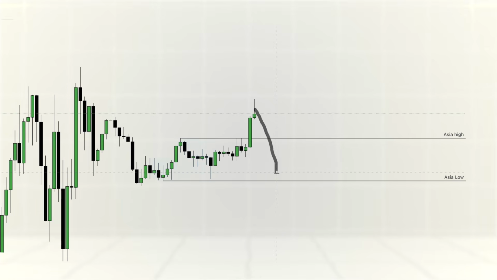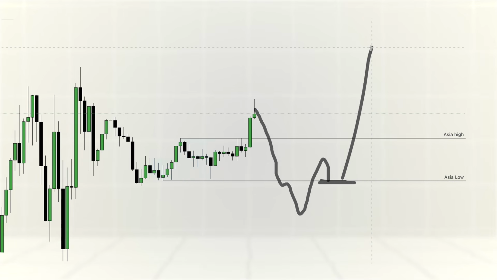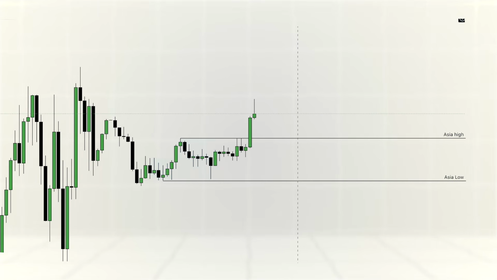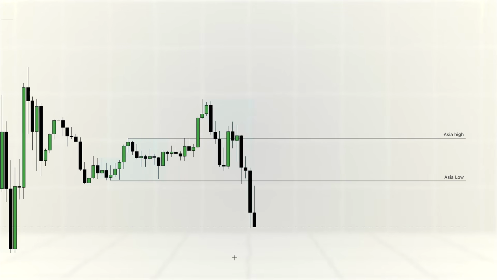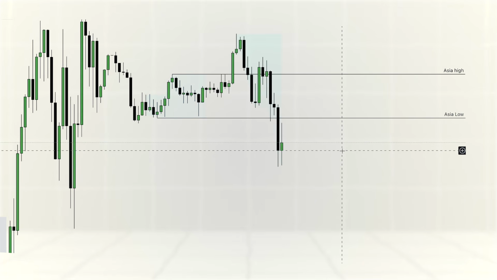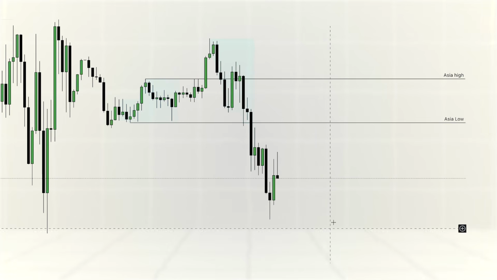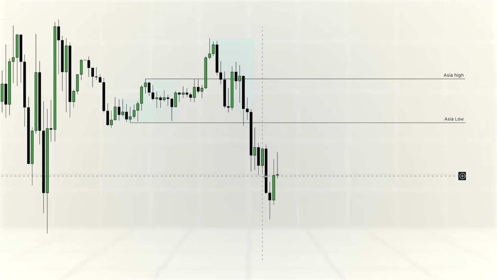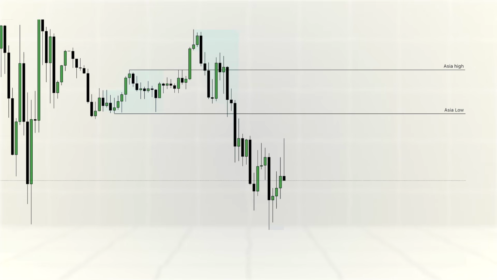We now wait for price to trade down, take out the Asian low, close back inside the range, and then we look for a long entry from the retest of the Asian low to target higher prices. Let's wait and see how that plays out. As we can see here, price has now taken out the Asian low. At this point, we wait for either a market structure shift or a double purge, followed by a close back into the range. Here we see a double purge forming, and now we wait for the market to close back inside the range.